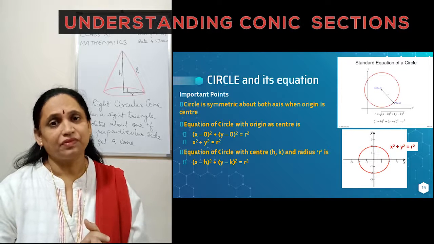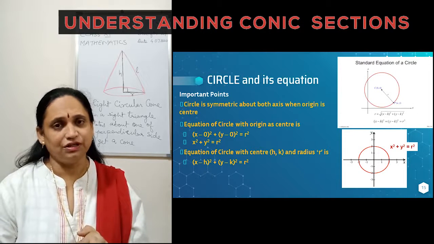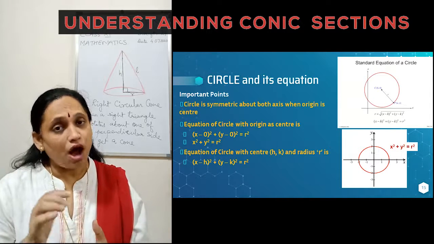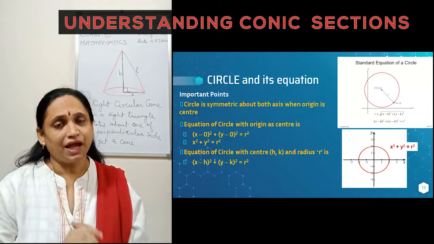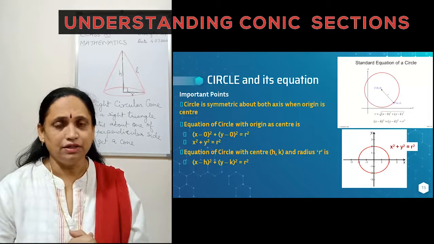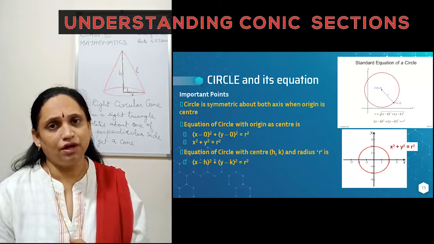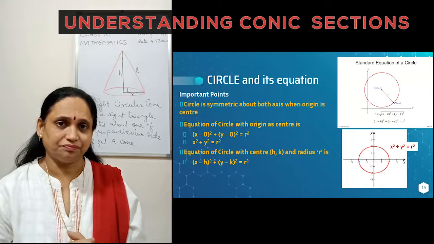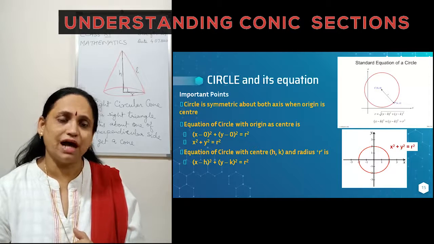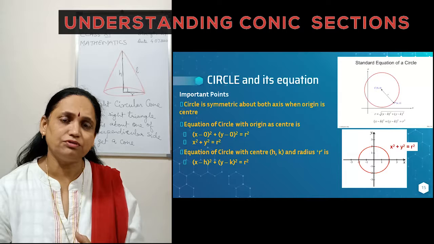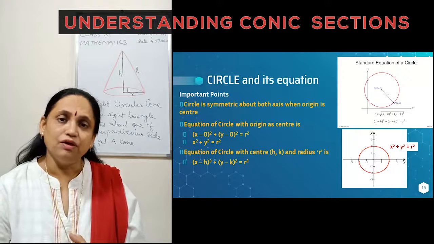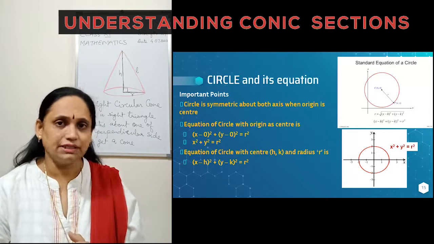So when the circle is placed with origin as center, we find it symmetric about both x and y axis. As we have learned the definition of the circle, which says locus of points which are equidistant from a fixed point, now our fixed point is the origin, the point on the circle is (x, y), and the radius of the circle is r. We simply apply the distance formula to find the equation of the circle. That is (x - 0)^2 + (y - 0)^2 = r^2. When we simplify, it is simply x^2 + y^2 = r^2. This is the equation of the circle when the center is the origin and the radius is r.